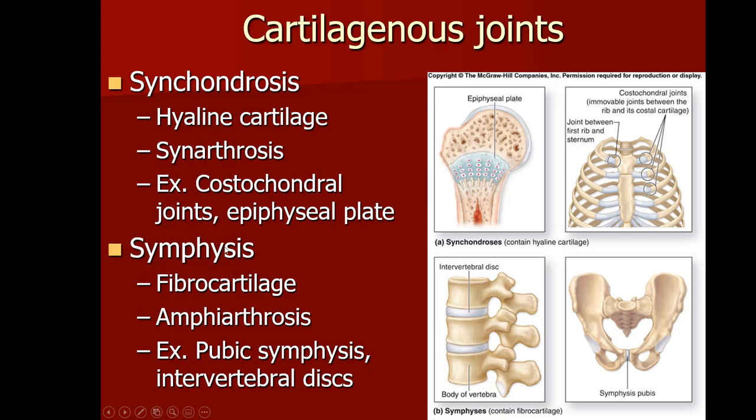Symphyses are held together by fibrocartilage, which you know is really strong. We'll start with the obvious one. The pubic symphysis is this joint right here between the fronts of your hip bones. And these are classified as amphiarthroses because you get a little bit of movement there. Not much, but just a tiny bit of movement. Then also your intervertebral discs are considered a symphysis because they're connected by fibrocartilage, and you get a slight degree of movement.